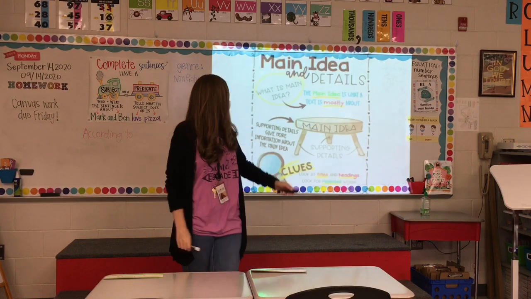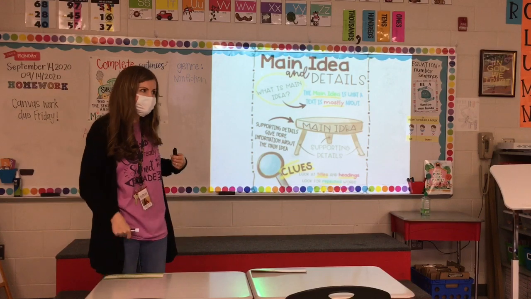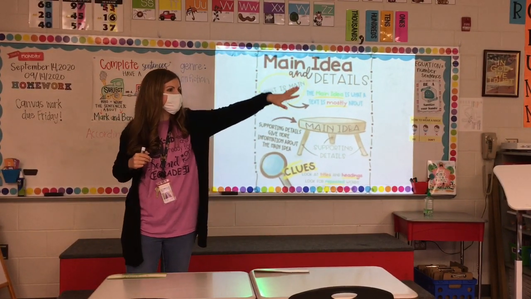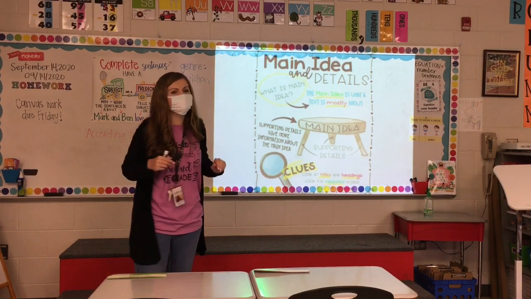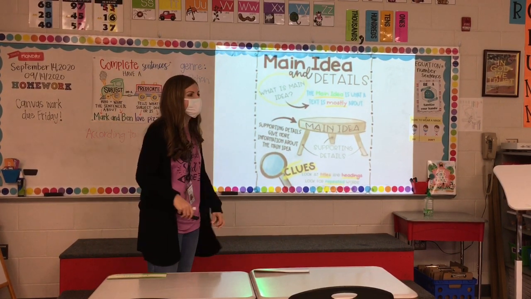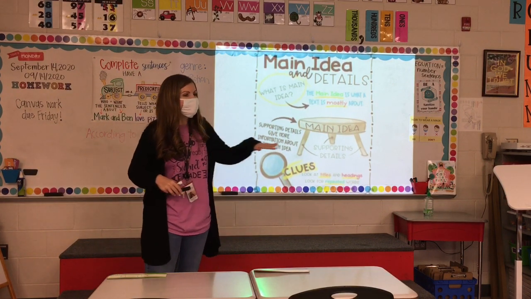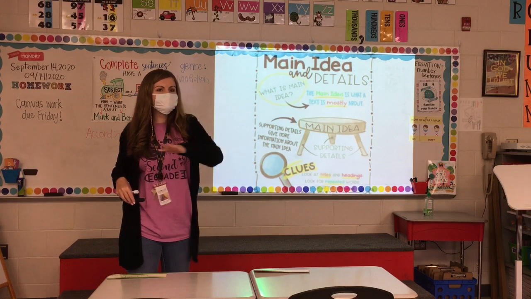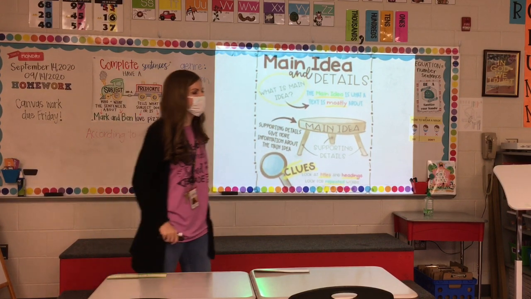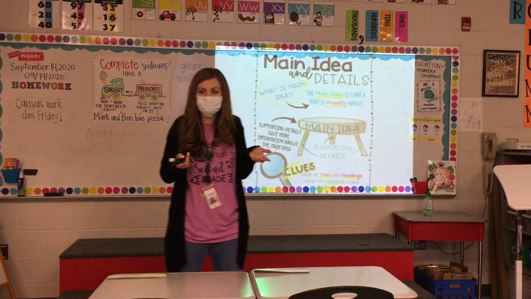Alright. We are also going to talk about main idea again. It's the same poster that I have over there. I just put it right here so that you could see it in the front of the room. Remember we said that our main idea was like a stool or a chair, right? The main idea was like our seat. And then our details were like the legs of the chair that help it stand up and hold us up when we sit on it, right?